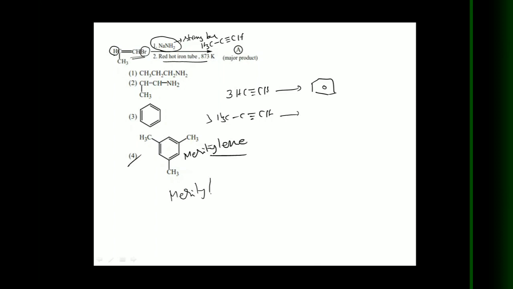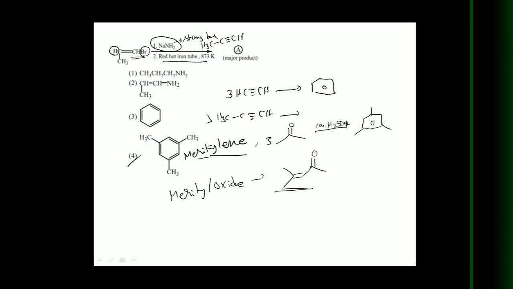Here the mesityl oxide is different. We have one question also from the JEE Main March session. This is the mesityl oxide. It is an aldol condensation product of acetone actually. Mesitylene is trimethyl benzene. Mesitylene is also formed from acetone. That means 3 moles of acetone on reaction with concentrated H2SO4 give mesitylene.